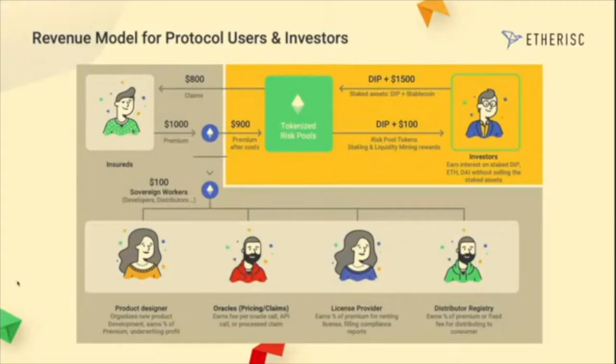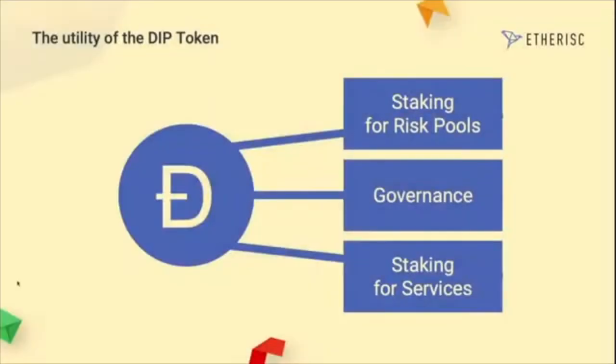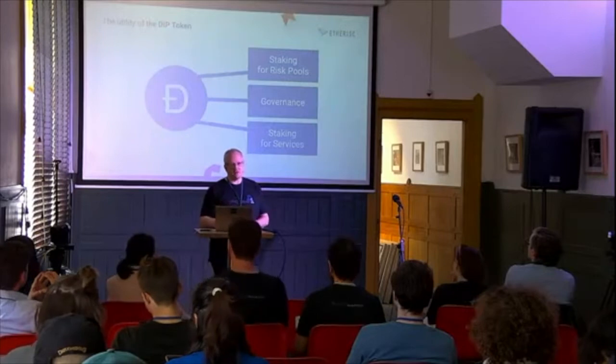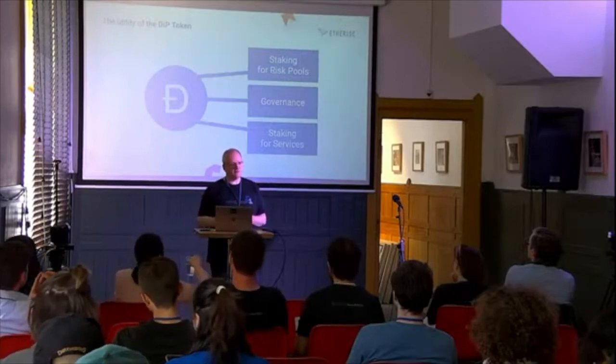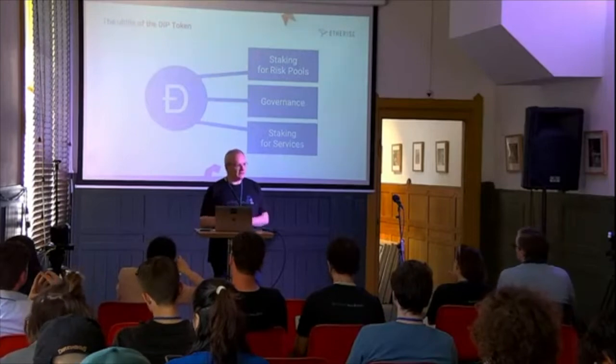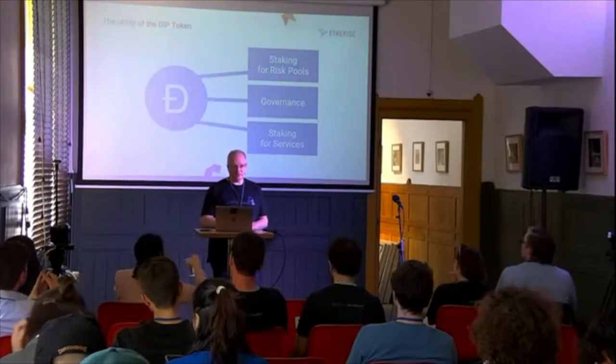Okay, and of course, very fundamental for the Etherisc platform, all of this is always connected with the utility of the DIP token. What is the utility of the DIP token? Basically, we can name 3 aspects. The first aspect is staking for services. Everybody who wants to earn money on the platform by providing services needs to stake a certain amount of DIP tokens in our platform as a membership fee, you could say. So to be able to earn money, you need to have some DIP tokens.